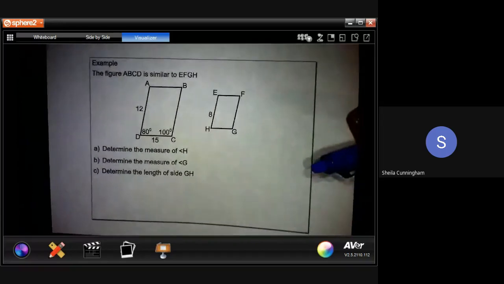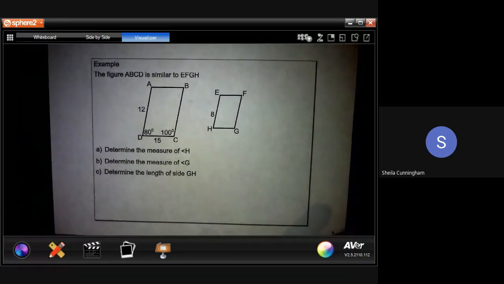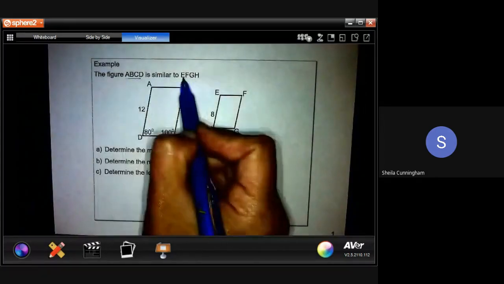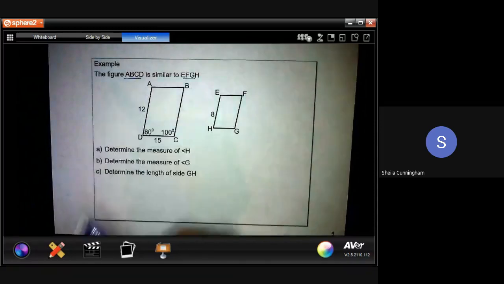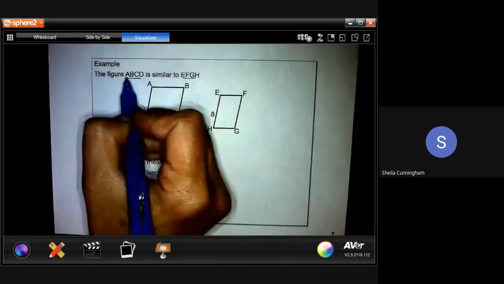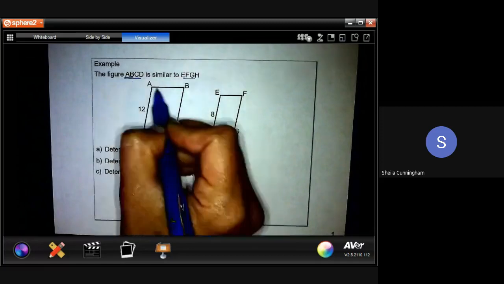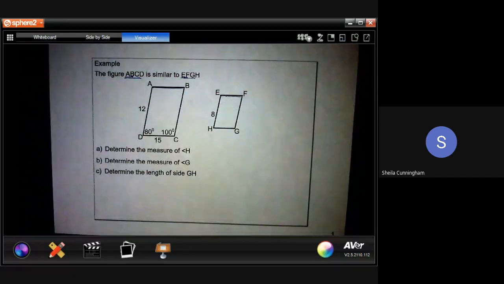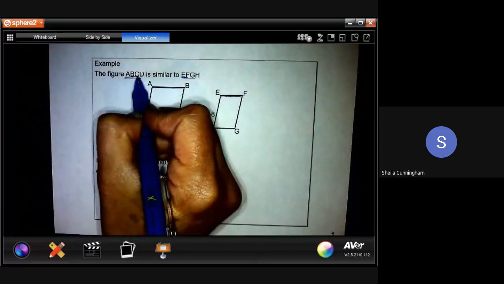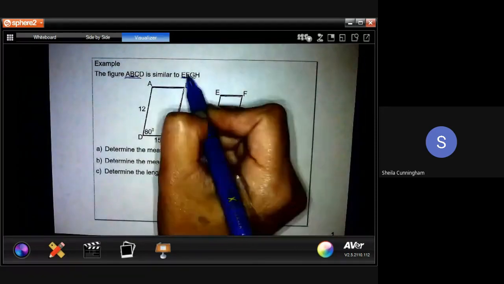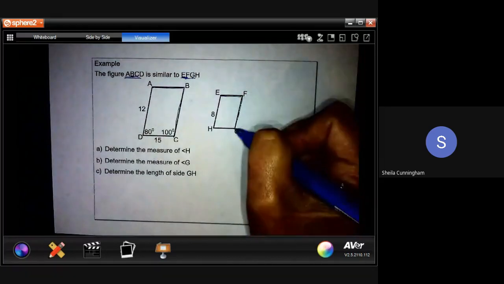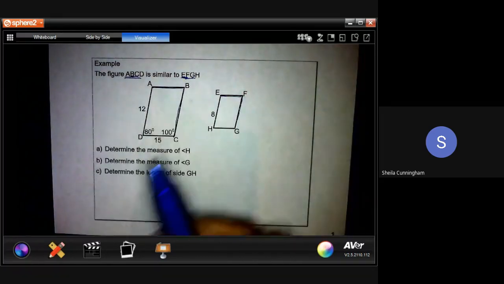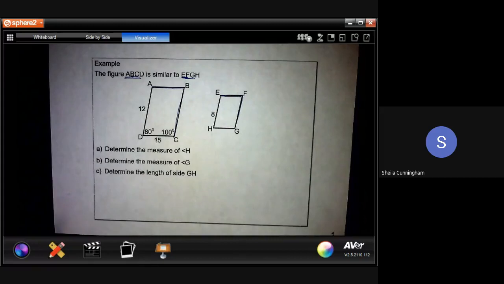So if we look at this particular example, again, one of the pieces that I want to really reinforce here is that labeling piece here to identify which sides correspond with which sides. If I'm looking at AB, this piece here, it's going to correspond with EF, this chunk here. And same thing, BC from here is going to correspond with FG from here, and so forth. You can go around your polygon that way.